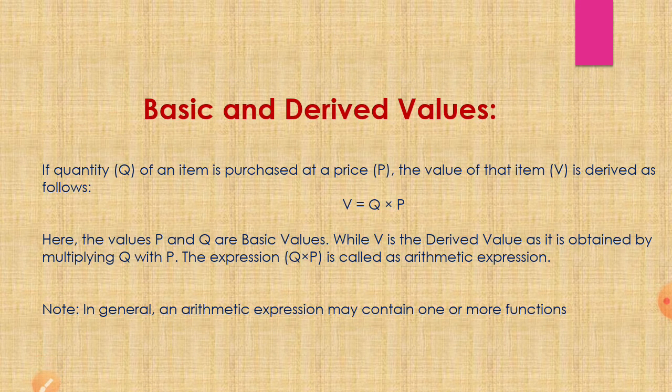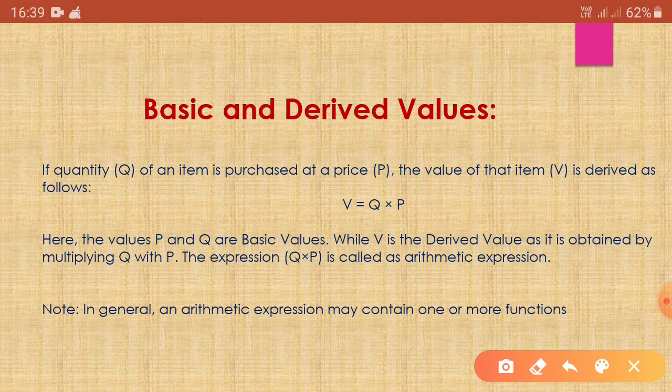What do you mean by basic and derived values? Taking one simple example, if quantity Q of an item is purchased at a price P, then the value V of that item is derived as follows: V equals Q times P. Here P and Q are the basic values we are using, and the product is known as the derived value, that is V.